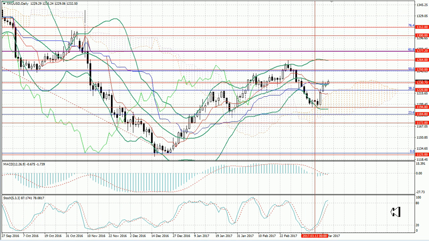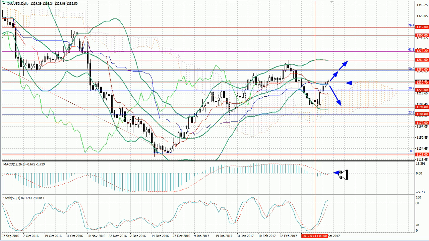Gold's prices last week grew to the area of the middle line of the Bollinger Bands indicator at the level of 1,230.70, and if the price is set above this level, the price can grow to the levels of 1,250 and 1,264. However, the reversal and new lowering to the level of 1,194.80 are also possible. The technical indicators reflect growth of the price.